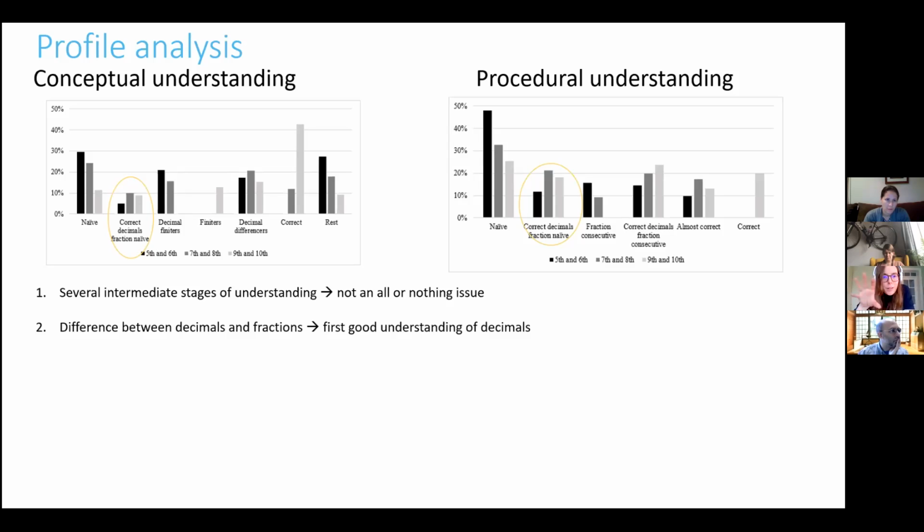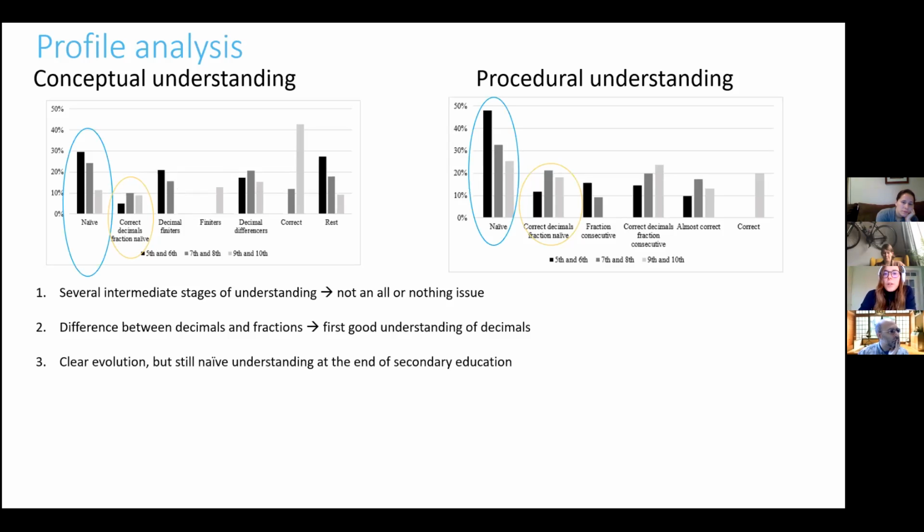If you then look at the yellow circles, what you can also see here, and this is really the topic of today's presentation, is that there's a difference between decimals and fractions understanding of this density. So this profile of learners, these learners have already a good understanding of the dense structures of decimals, but not of fractions. So they understand that there are infinitely many decimals in between two decimals, but that there are no fractions in between two other given fractions.